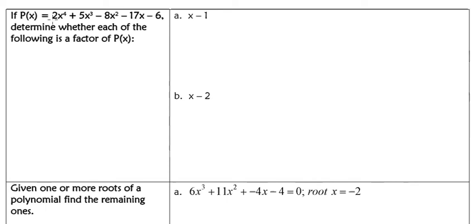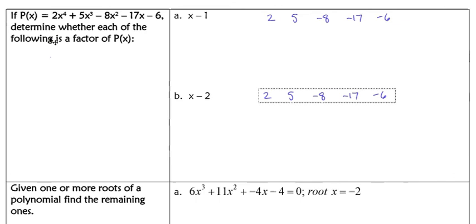But again, I'm going to take my coefficients, so 2x to the fourth plus 5x cubed minus 8x squared minus 17x minus 6. There's our coefficients there. And we're going to need these on the next problem. So let me copy them real quickly. All right, so they're ready for us there on that next problem.